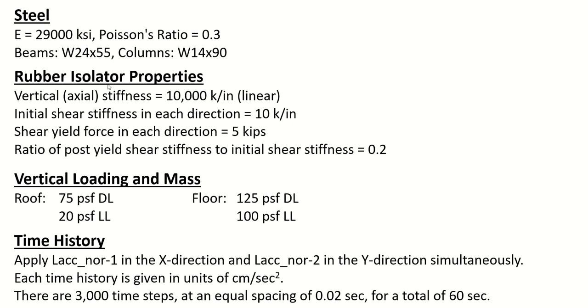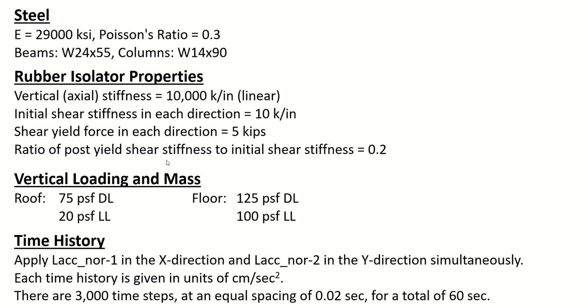The isolator properties are as follows: the vertical or axial stiffness of the isolators is 10,000 kip per inch. The initial shear stiffness in each transverse direction is 10 kip per inch. The shear yield force in each transverse direction is 5 kips.